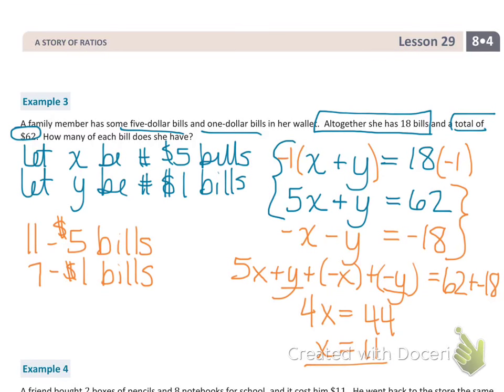So let's double check our math here. That's 18 bills altogether, and I would have $55 in $5 bills plus 7 in $1 bills, which is equal to $62. So that does check out.